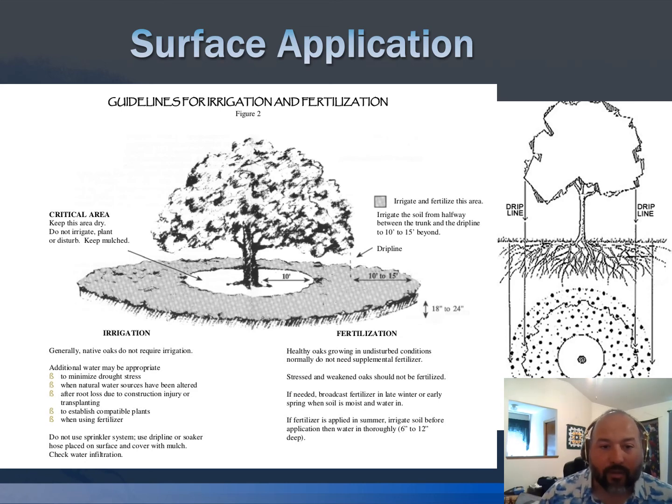If we're going to fertilize, for this oak tree here, we want healthy oaks growing in undisturbed conditions. If we have that, we don't need fertilizer. But if we don't have that, that's when we might be looking for fertilizer. If it's needed, we're going to use a broadcast fertilizer, specifically in late winter or early spring when the soil is moist and we've got a lot of water, because having water available is absolutely crucial. If we don't have the water, we're kind of just wasting our time.